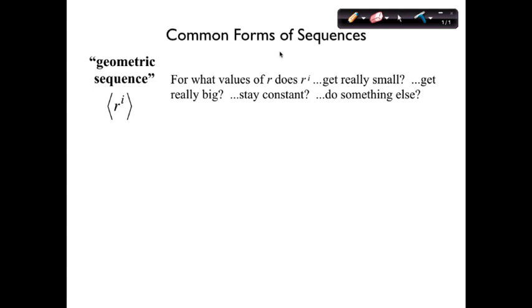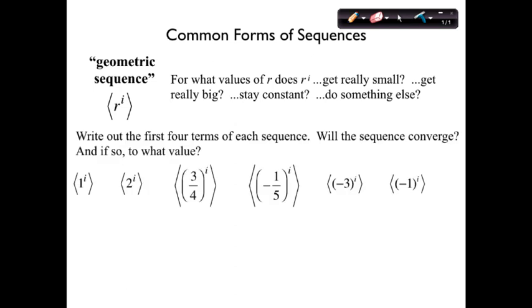All right, so now we're asking for what values of R does R to the I get really small, or get really big, or stay constant, or do something else? I'm going to do the same kind of thing you did before. You've got 6 examples now, and we're investigating these examples to figure out for what values of R a geometric sequence converges, and for what values of R it does not converge. Here are some examples that will help you determine that.